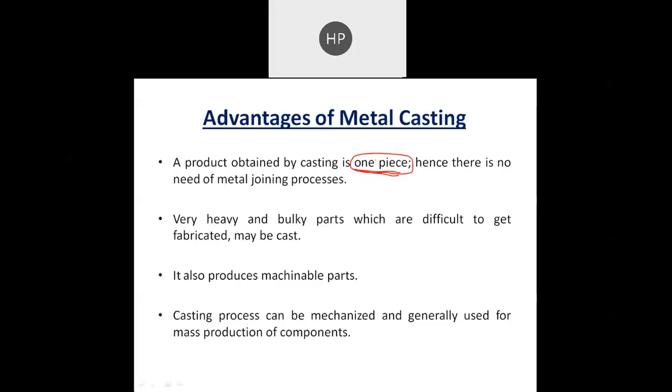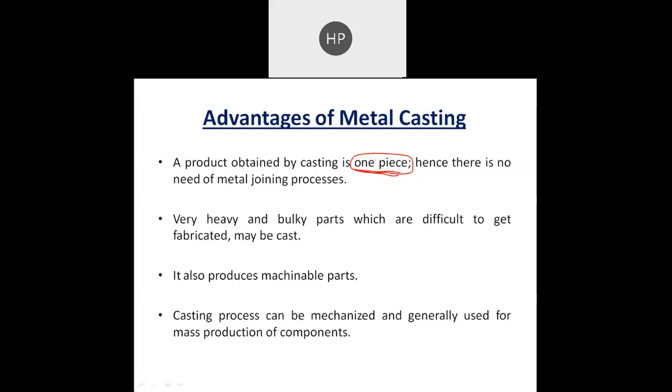It is a great advantage. If the product is made of different pieces and you join them, there may be a chance of leakage from the joint, or some gap or defect at that point. Or the homogeneity of the product will not remain throughout. This problem is eliminated here because we have a single piece, which is produced by the casting process.